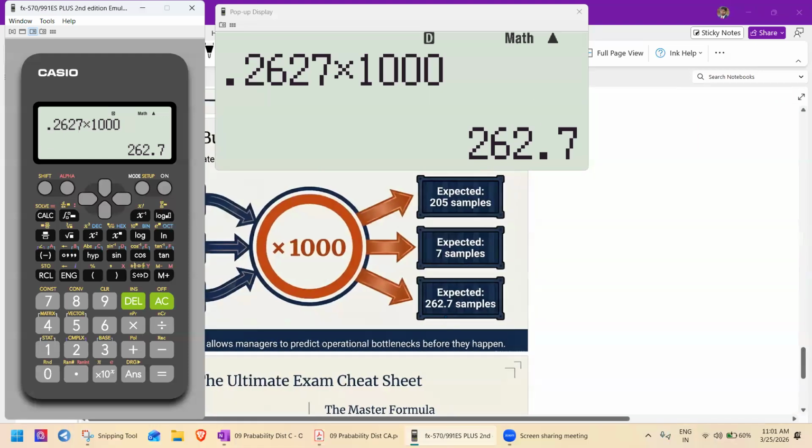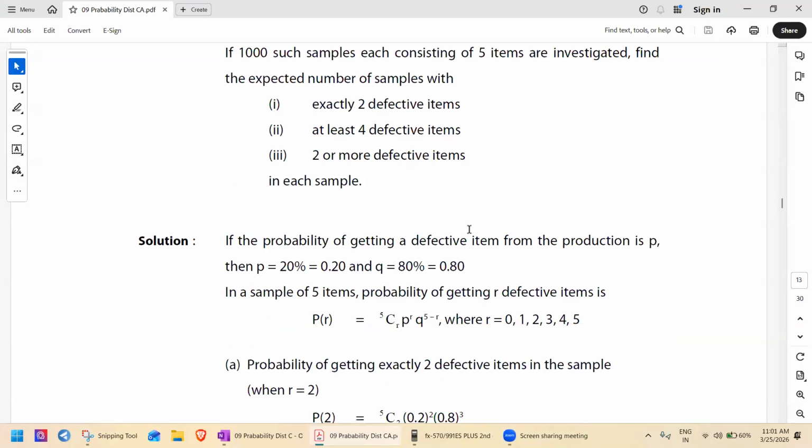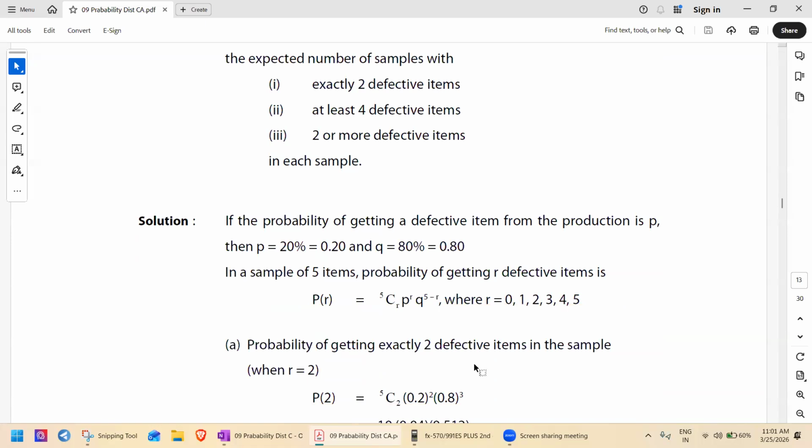Is it clear? Is the question clear? Yes, sir. Yes. Now we move to the next part, Poisson distribution.